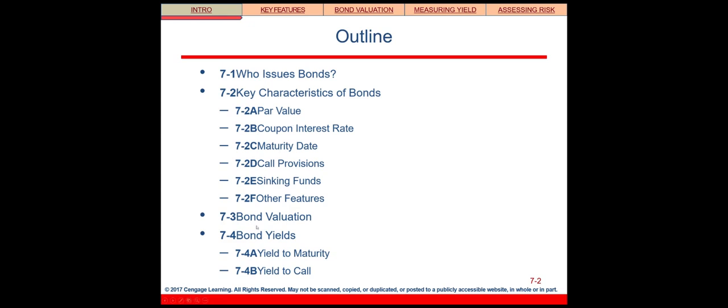Then the third one is bond valuation. So this one basically asks you to calculate the fair value of a bond. So you know how to value a bond. And then the fourth one is bond yields, including yield to maturity and yield to call. So these are 2 different types of yields, and our goal is for you to understand how to calculate each of them. The fifth one is changes in bond values over time.